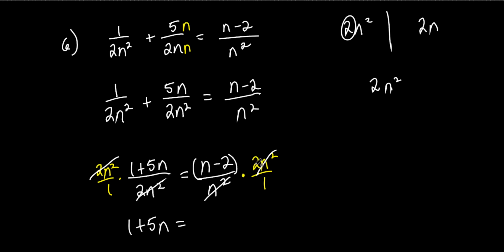Now, what am I going to do with that 2? How do I multiply 2 times a parentheses n minus 2? Distribute, that's right. So I take the 2 and I distribute it. So I get what?